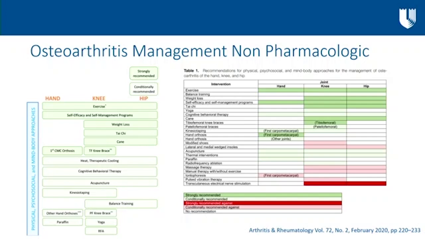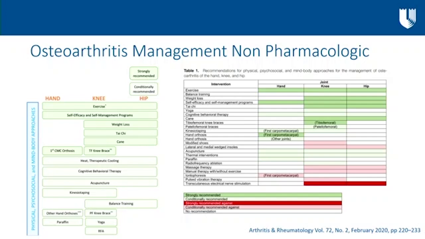When we look at what we can do, a lot of this is exercise, self-management programs, weight loss, Tai Chi, using a cane. All of these things are not things that we typically want to do a lot of times. A lot of times we want to do something and get an intervention done really quickly and see a result. And these are things that take a little bit more of an investment of time.